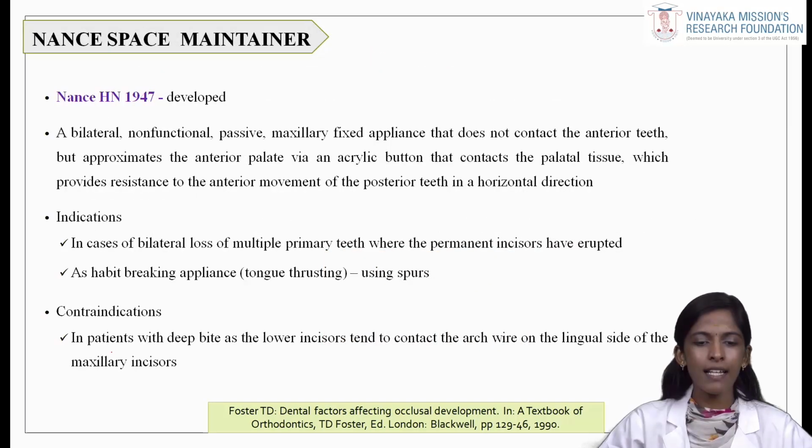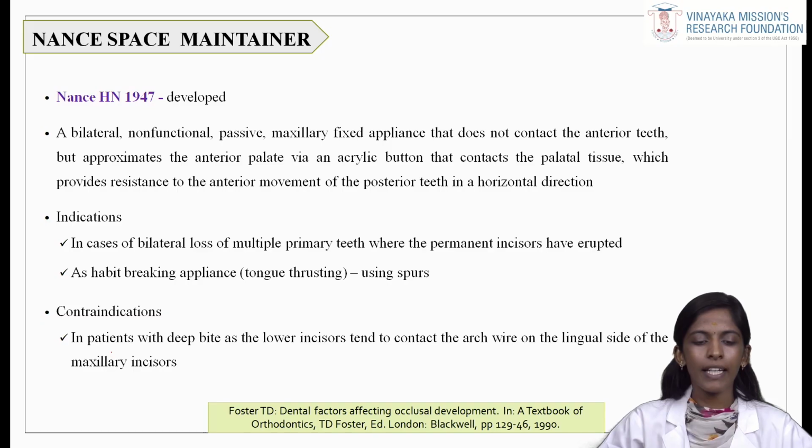Next, moving on to the Nance palatal space maintainer, which was given by Nance in 1947. It is a bilateral, non-functional, passive, maxillary fixed appliance that does not contact the anterior teeth but approximates the anterior palate via an acrylic button that contacts the palatal tissue, which provides resistance to the anterior movement of the posterior teeth in a horizontal direction.